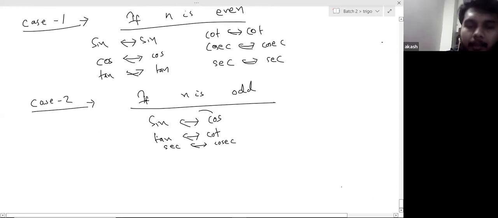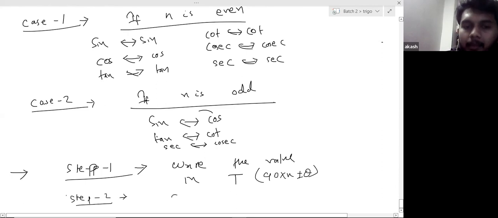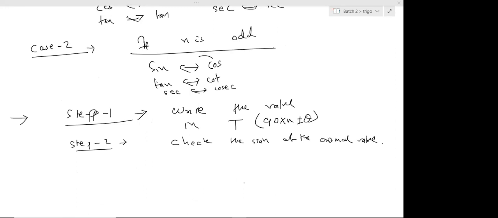So what does this mean? There are 2 steps to solve this type of question. Step 1, write the value in this format. Step 2, check the sign of the original value. All right, check the sign of the original value.